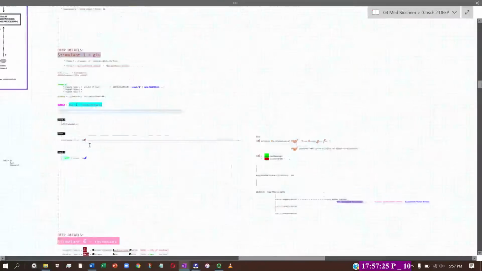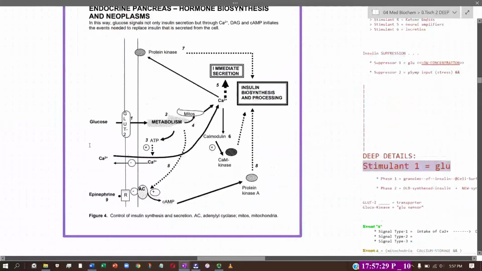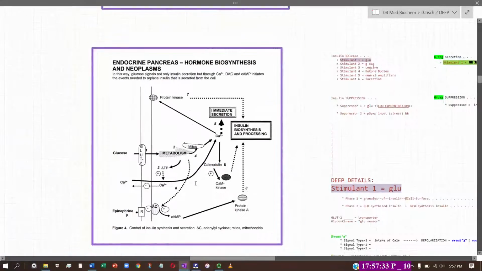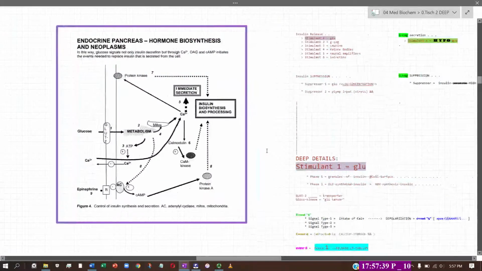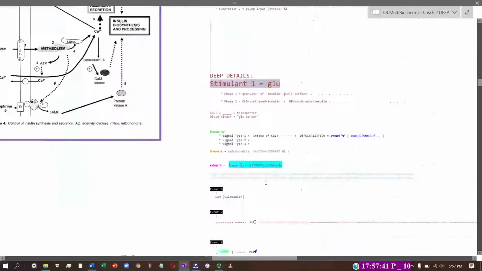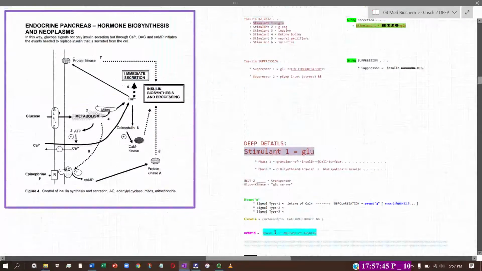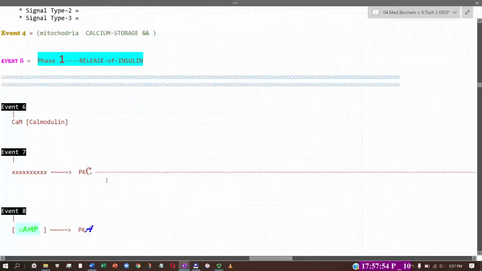Here, very important. We covered this event. Here are all these events listed in Figure 4 of this PDF file, Figure 4 of endocrine pancreas. Let's focus on event 7, which is this one. Protein kinase, and then that leads to insulin biosynthesis and processing. So event 7, the key player there is PKC.